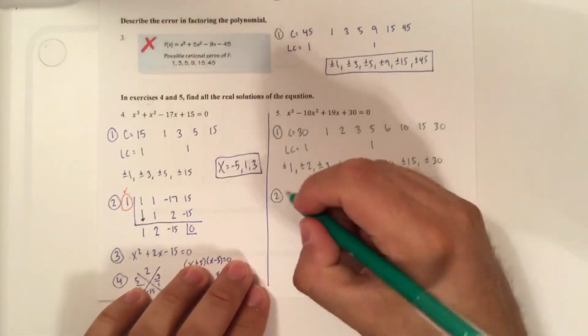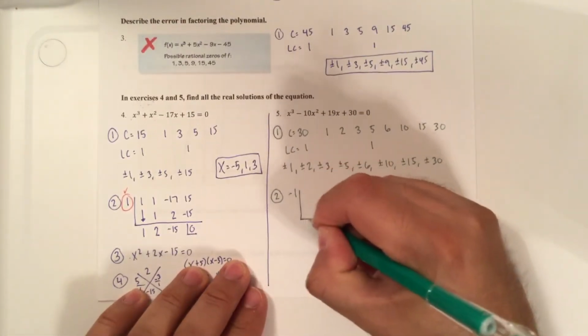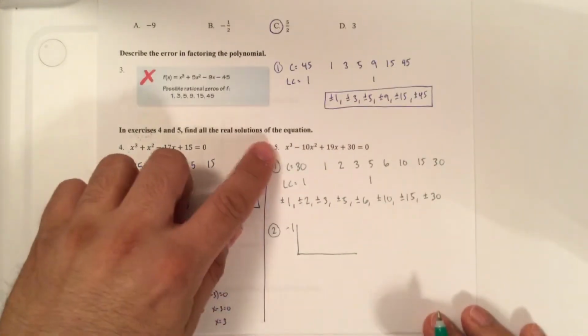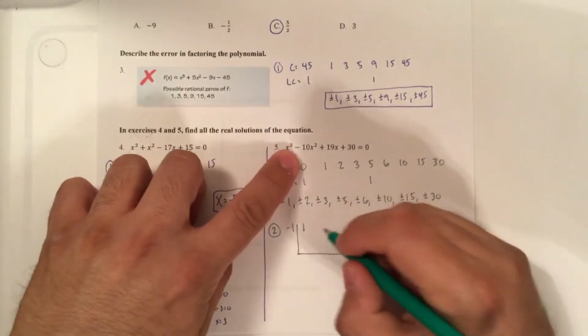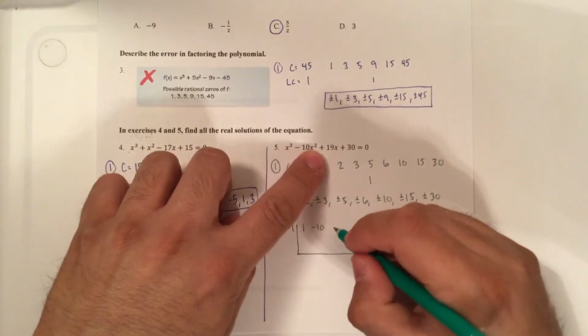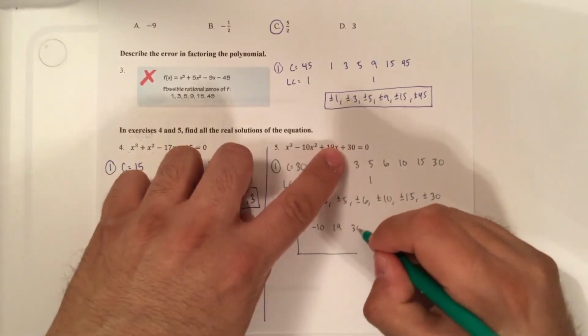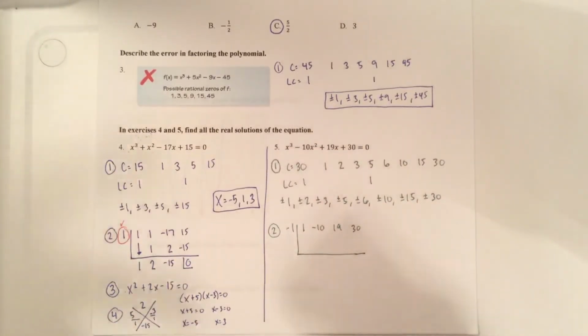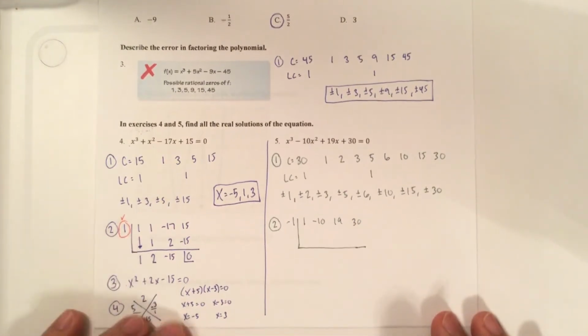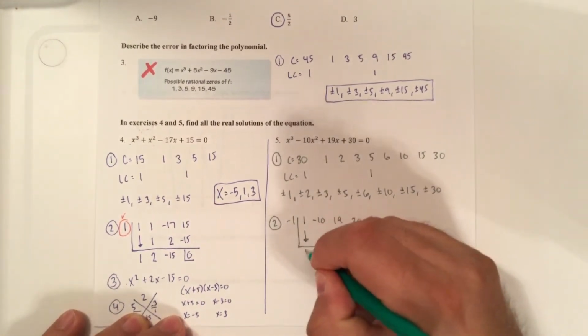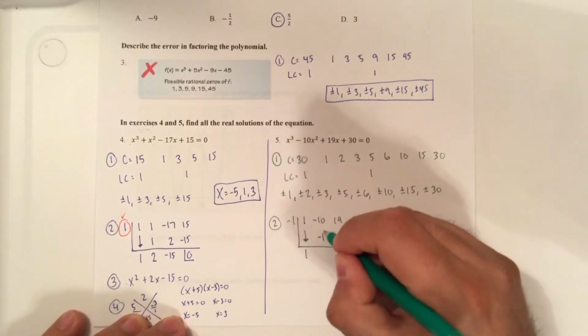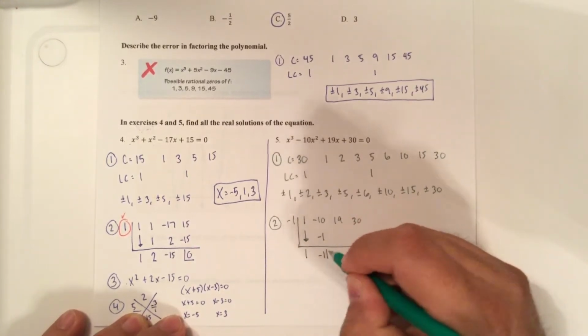So when we test negative 1, the remainder should be 0, but we still have to show the work for this process. So x cubed, negative 10x squared, 19x, and 30. So far we've had no zeros because we've had no missing variables or powers. So go through the process, drop the 1. Negative 1 times 1 is negative 1. Combine. Negative 10 minus 1 is negative 11.